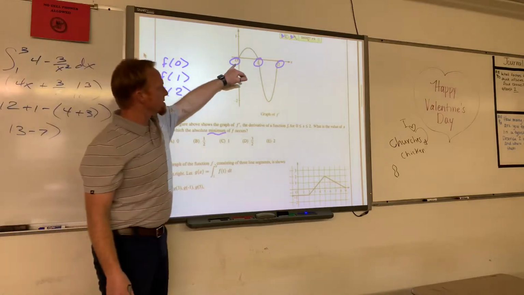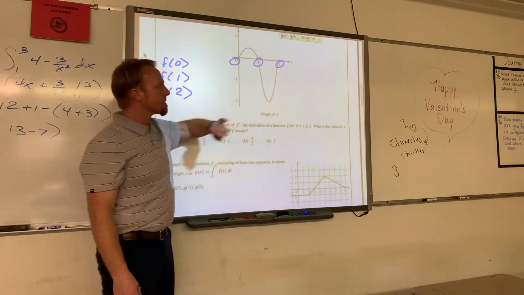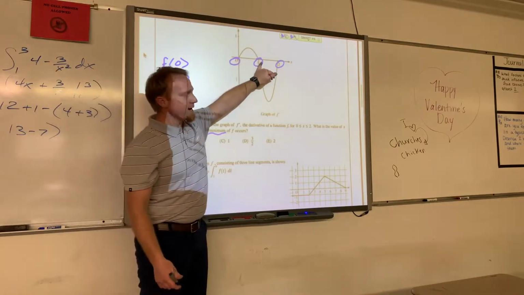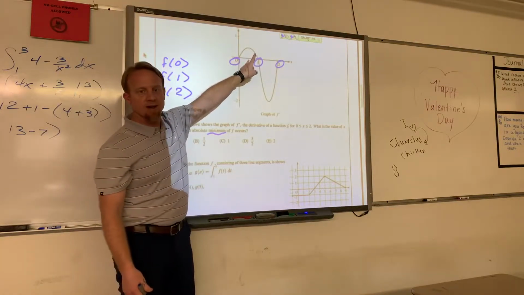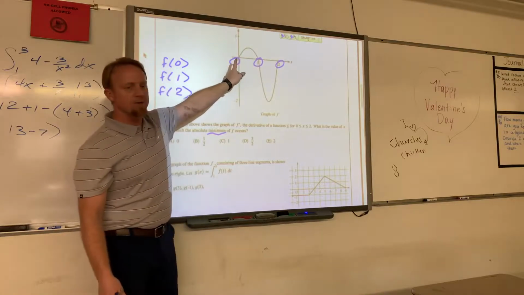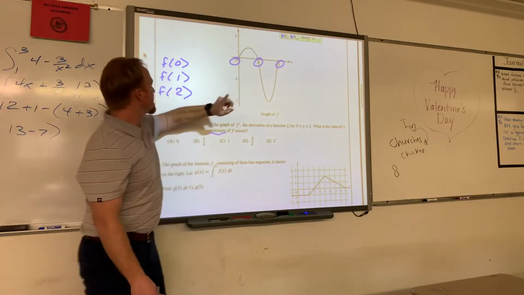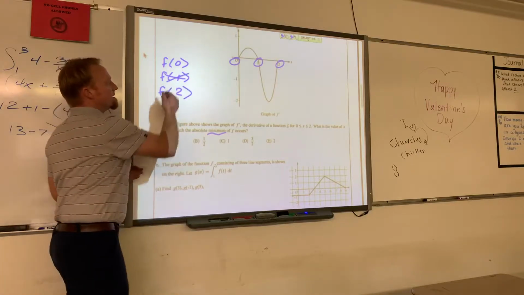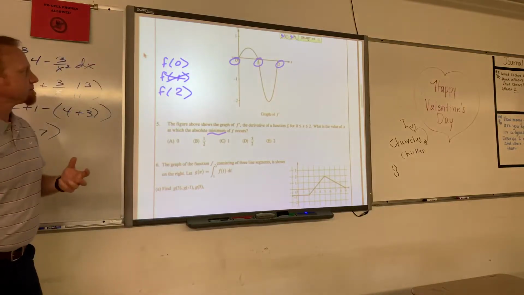So we want to compare 0 and we want to compare 1. Whatever 0 is, when I go to 1, since I have a positive area, that means 1 is going to be larger than 0. So I want a minimum, which means 1 cannot be my minimum.